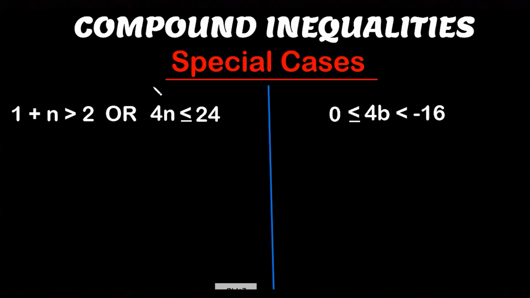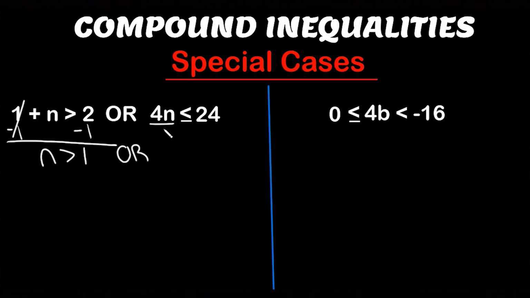We're going to deal with this disjunction first, or. So first we're going to solve it, and then we're going to graph. So right here, I have the minus 1 on both sides, okay? This will cancel. I get n is greater than 1, okay? That one's solved. Or here I have to divide both sides by 4. When I do that, I get n is less than or equal to 6.